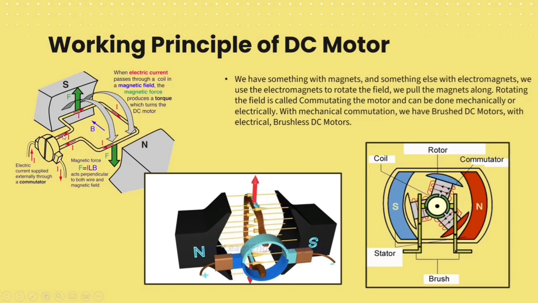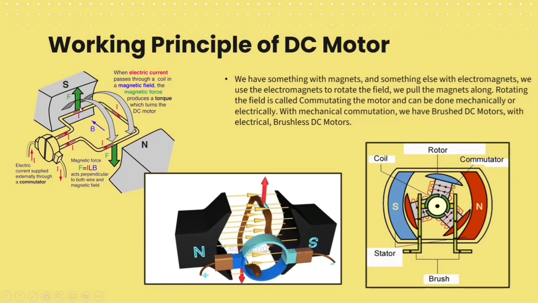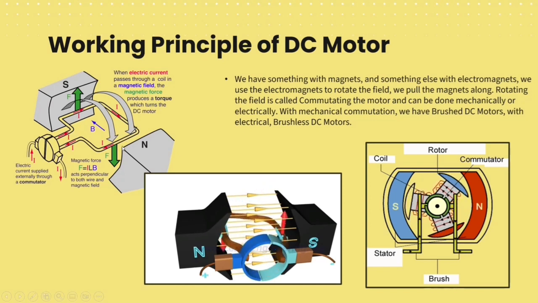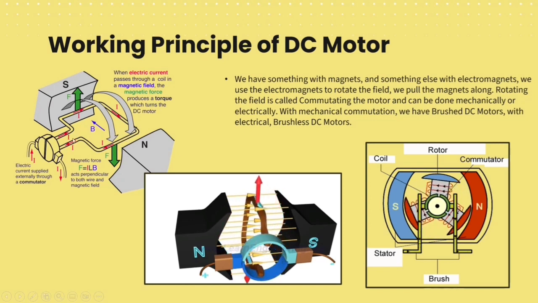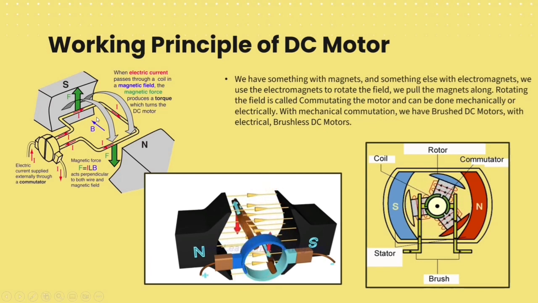Because of this current, this coil becomes a magnet. Between two polarities, this coil is going to rotate. This conductor part has a force F upward. This conductor has a force F downward. Because of that, this coil is going to rotate. We can find the rotational direction from the left hand rule.